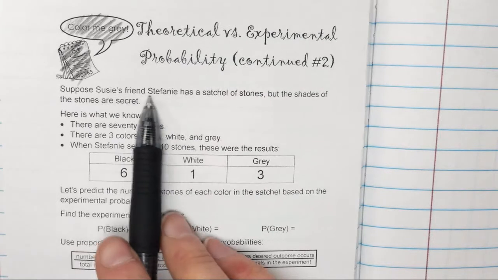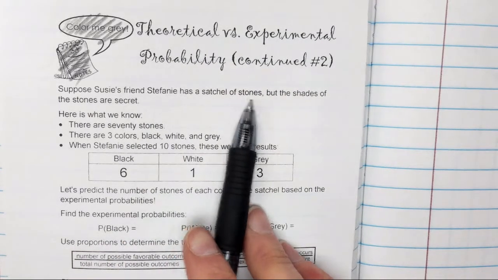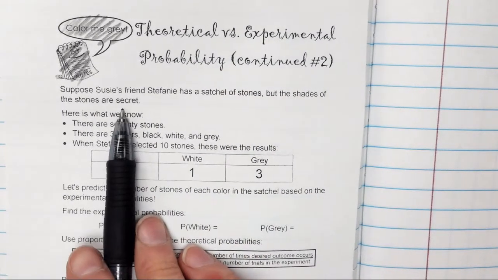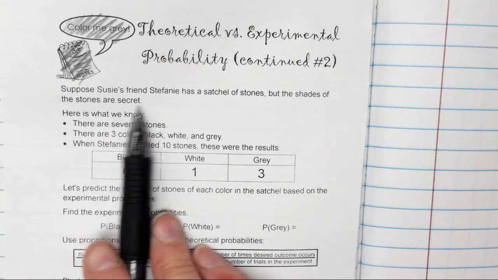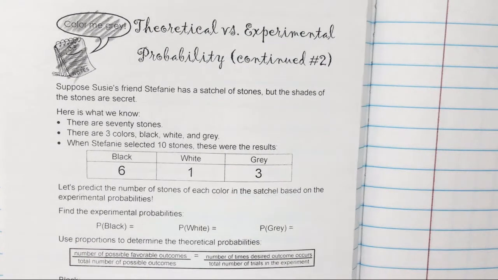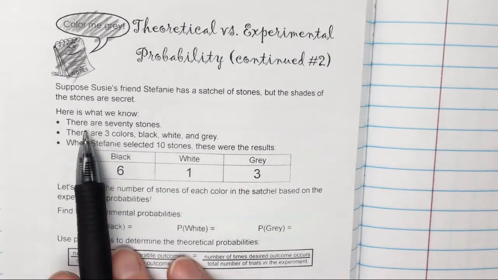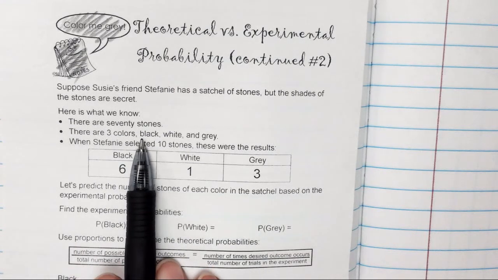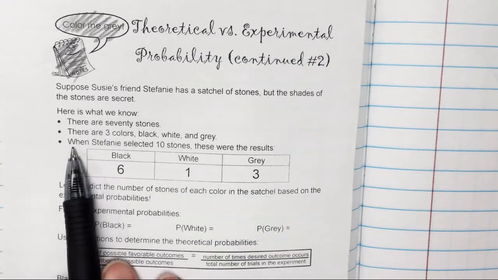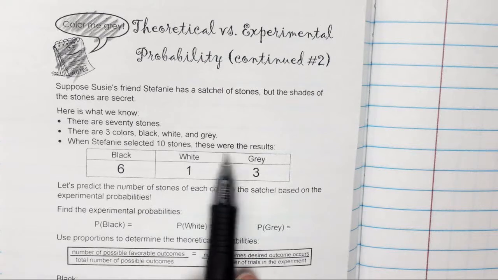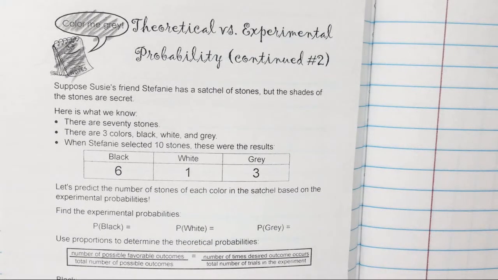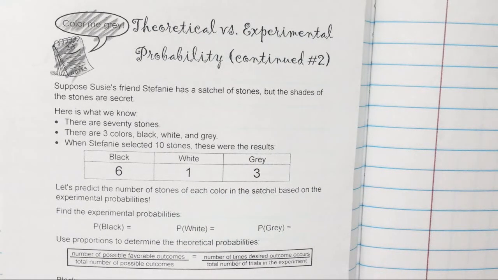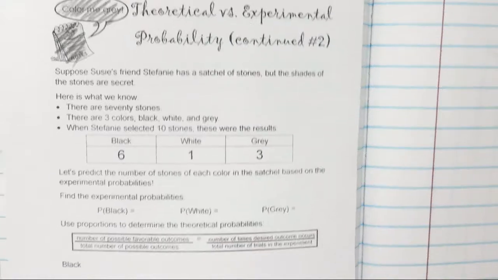Suppose Susie's friend Stephanie has a satchel of stones, but the shades of the stones are secret. So inside a bag, Stephanie has some rocks that are all different colors. Here's what we know. There are a total of 70 stones. There are 3 colors, black, white, and gray. And when Stephanie selected 10 stones, these were the results. So she actually conducted an experiment. We're going to use some experimental data in order to solve a problem.